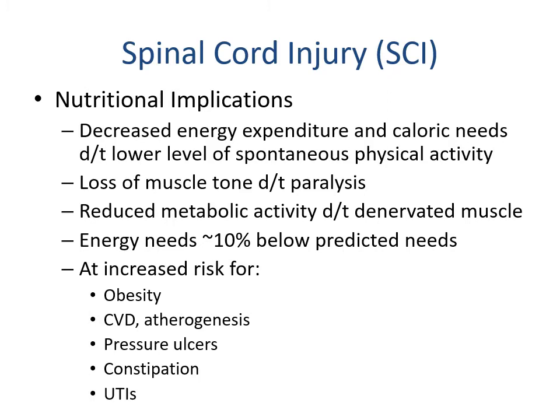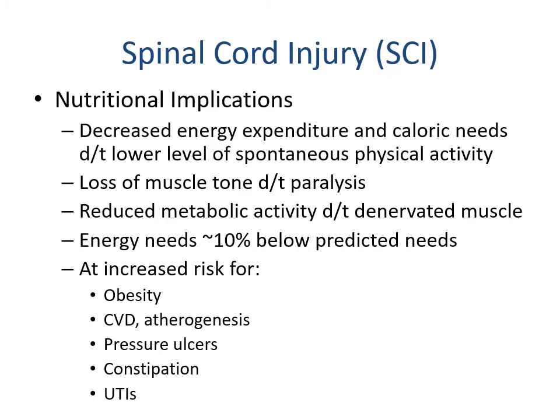Over time, there will be a loss of muscle tone due to paralysis, so the muscles will actually atrophy. Now, there is physical therapy to help delay and prevent some of this, but it is inevitable. We're going to have some atrophy of the denervated tissue, because there's no longer a signal for it to flex and maintain its muscle mass. Reduced metabolic activity from the denervated muscle, so again, that muscular atrophy. Energy needs are approximately 10% less than predicted needs. So we would do the MSJ and then multiply that by 0.9, for example, to decrease it by 10%.